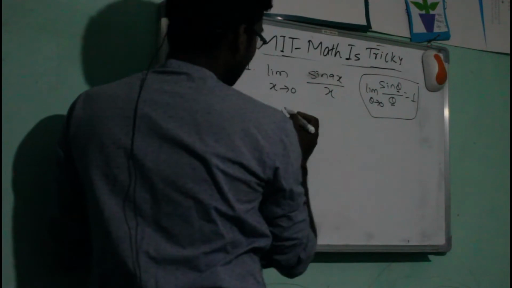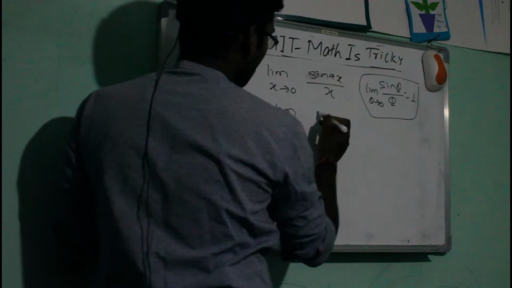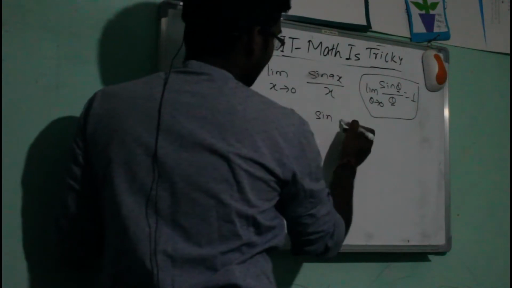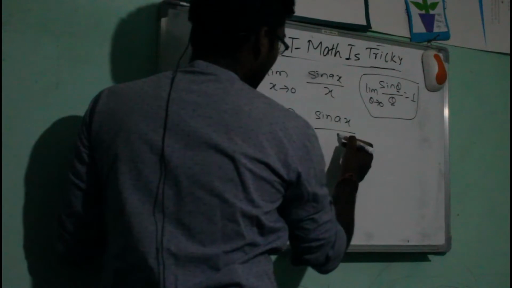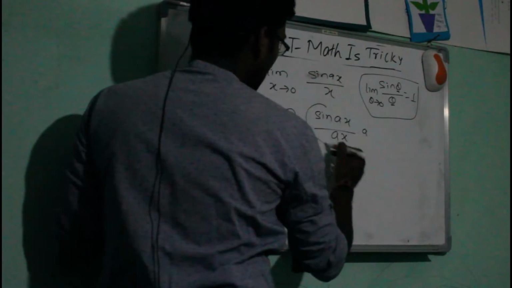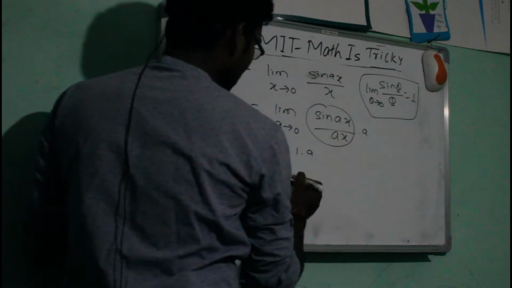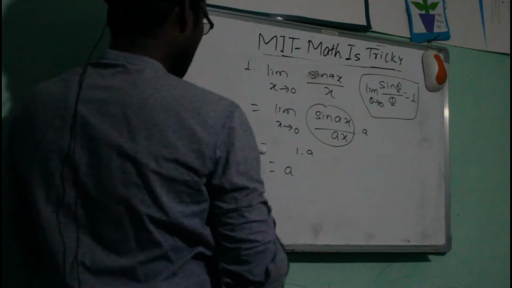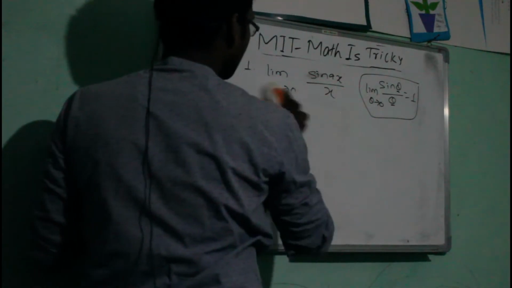So let's see here, limit x tends to 0. Now we'll write it like this: ax by x, let's make this angle in the denominator also, ax. To balance this we'll write a here, so now this will be 1 into a, so simply the answer will be a. This is the first question. Let me write another question and solve it for you.